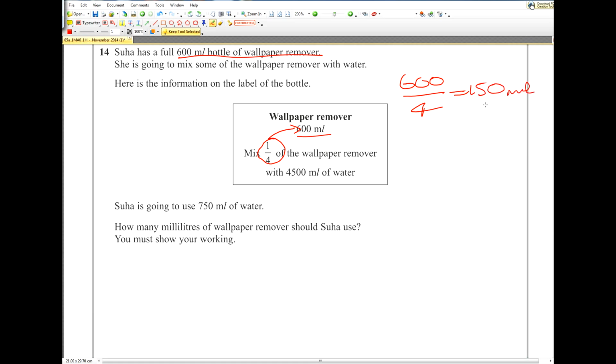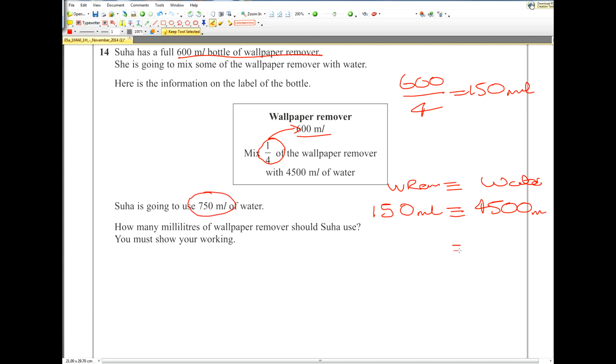What's 600 divided by 4? A quarter of 600 is 150. So what she's saying is, for every 150 milliliters of the wallpaper remover, we have to use 4,500 milliliters of water. So that's wallpaper remover. Okay, we're happy with that information. Now we only have 750 milliliters of water.